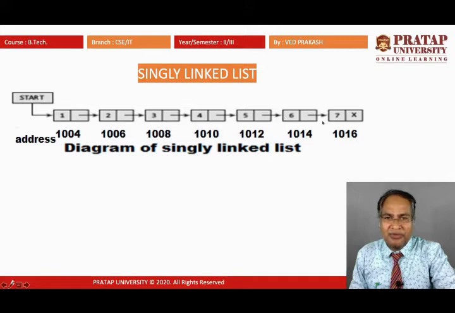And when the nodes are finished, the last node's next part is defined as null. It means the next pointer of this node cannot access or connect to any other node. We can also say the node whose address field is null denotes the termination of the list. So this is the block diagram representing a single linked list.